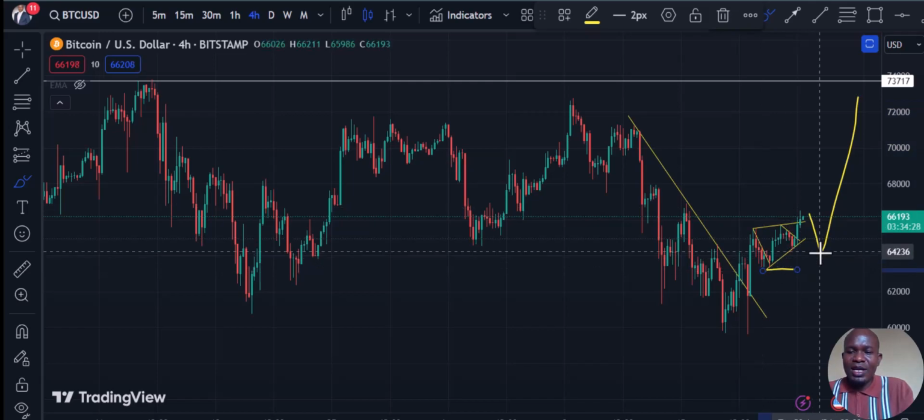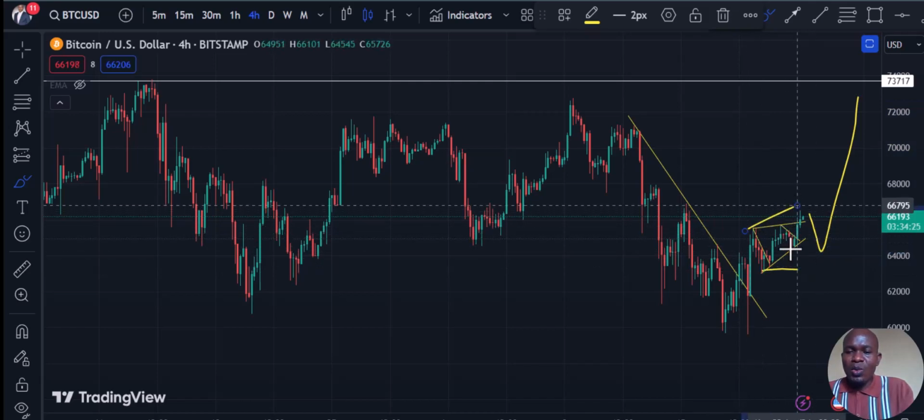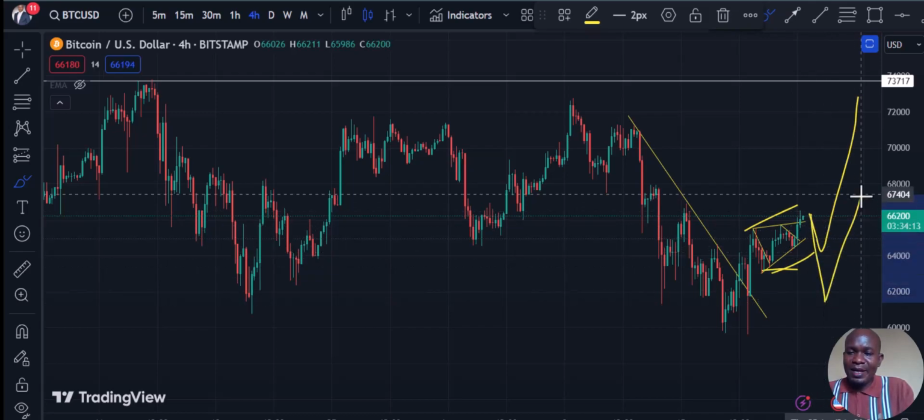So the first one, if it happens this way, we call it a running flat, but if it breaks down here, we'll call it an expanding flat. So these are the 2 possibilities that we are looking out for, probably today or tomorrow, before we can see the next move. But in an overall term, from the monthly time frame, weekly time frame, 4-hour time frame, we are pointing upward. We are pointing that Bitcoin will appreciate in price.